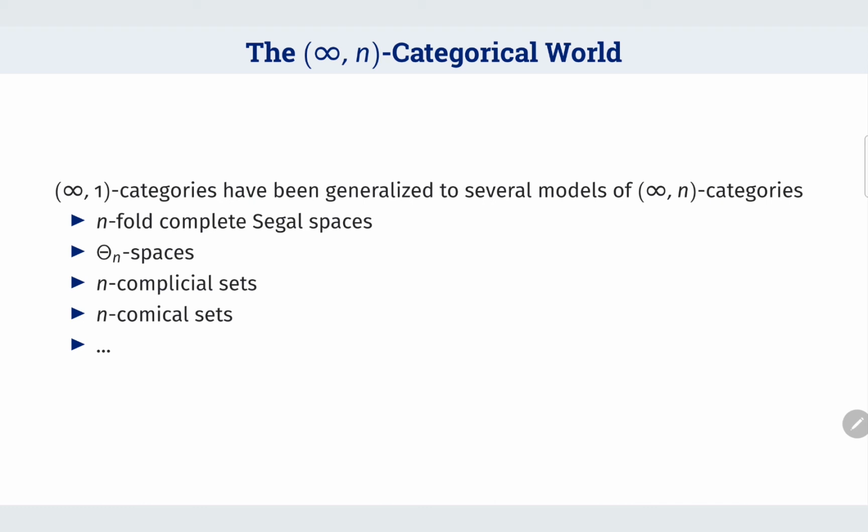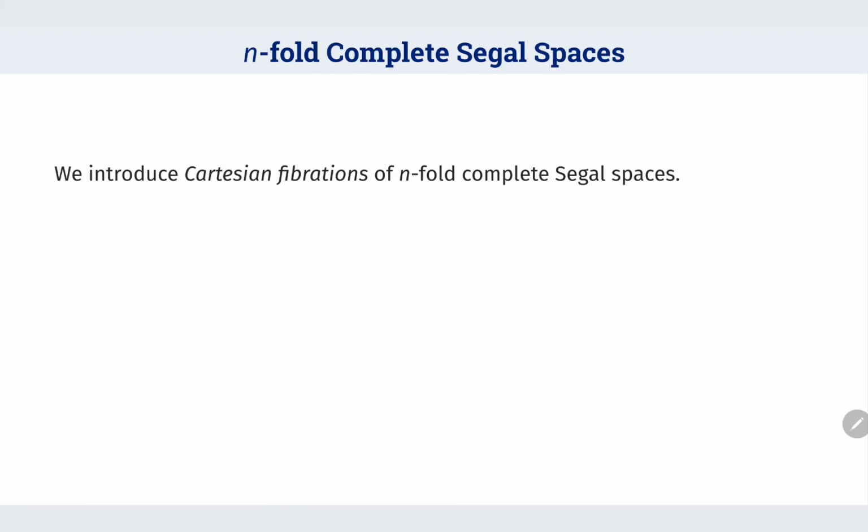And some of those have been proven to be equivalent, but some of them have not. So here we have to be far more careful. It is expected that they are equivalent, but until it is proven, this requires more care. As a result, I will focus on one specific model of infinity n categories, namely n-fold complete Segal spaces, and I want to study Cartesian fibrations in this context.